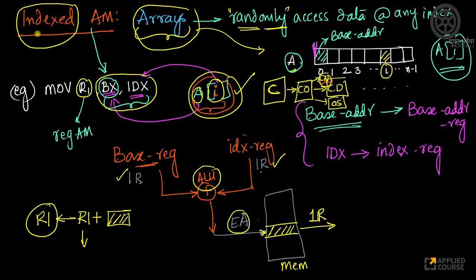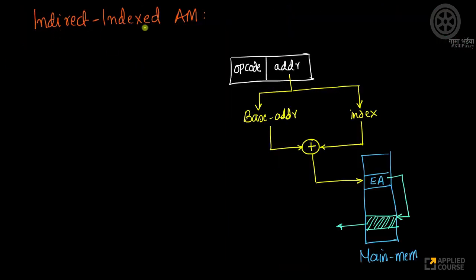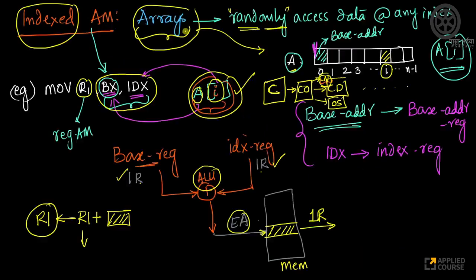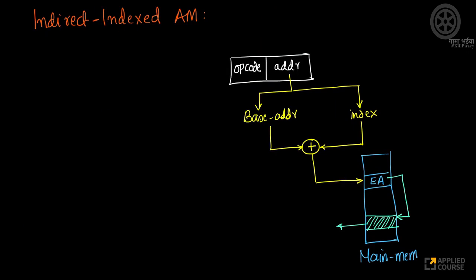Okay, so this is called the indexed addressing mode. There is something slightly different called the indirect indexed addressing mode. This is often referred to as direct indexed addressing mode. There is a small variation to this called indirect indexed addressing mode. The moment you have indirect, just think of it like pointers. Okay, let's see how this works.